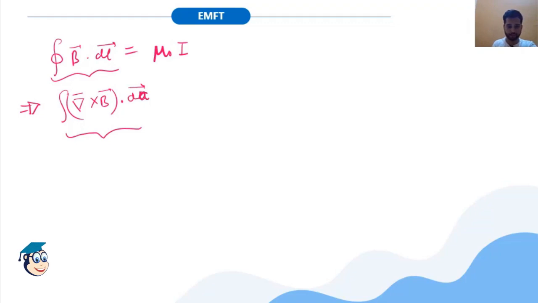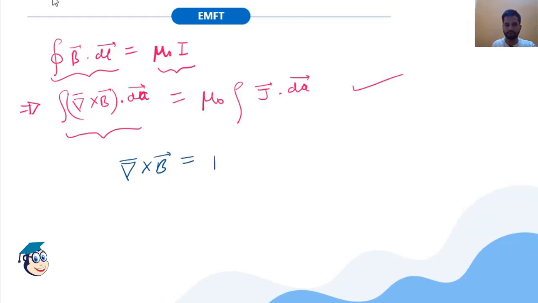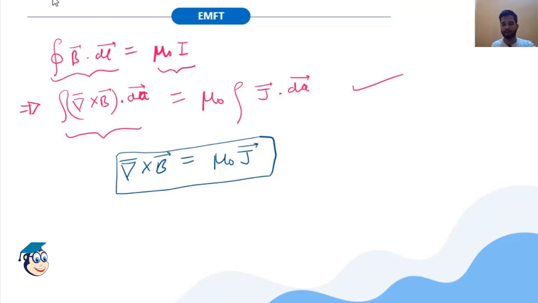Now I can write the RHS, mu naught I, as mu naught times the surface integral of J dot dA. What is J? J is the volume current. Now you can compare the integrands on both sides of this equation, and after comparing, you can easily see that del cross B is equal to mu naught times J. This equation is known as the differential form of Ampere's law.